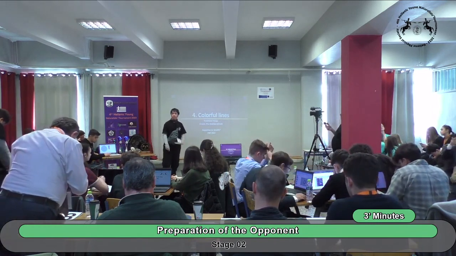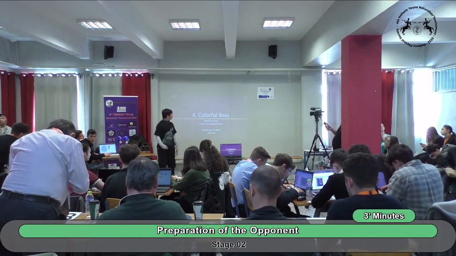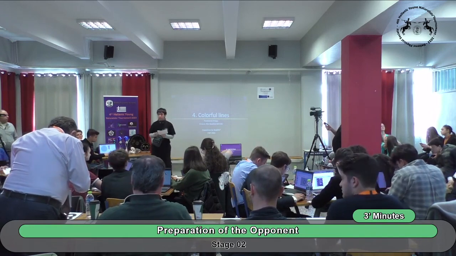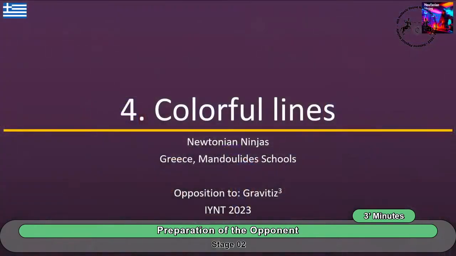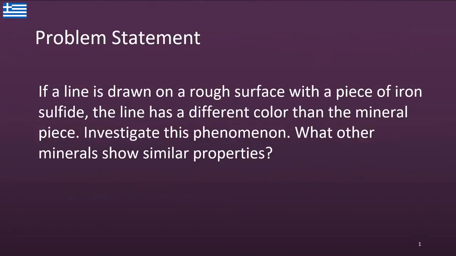This is the statement of the opponent. Hello, my name is Prometheus Nikou. I will be presenting my position to Team Gravities. So, the problem statement is: if a line is drawn on a rough surface with a piece of iron sulfide, the line has a different color than the mineral. Investigate this phenomenon and explain what other minerals show a similar effect.